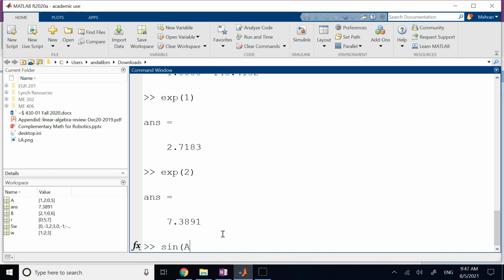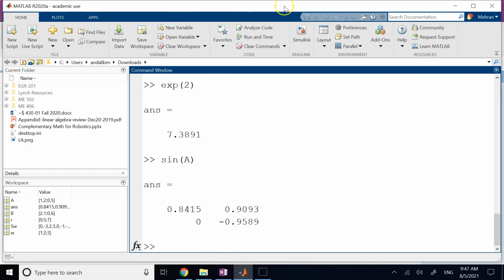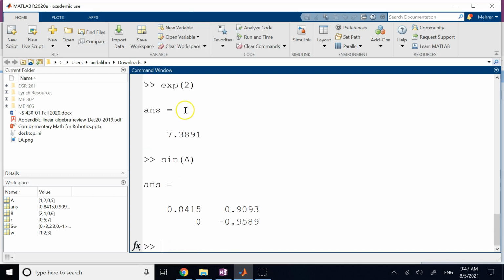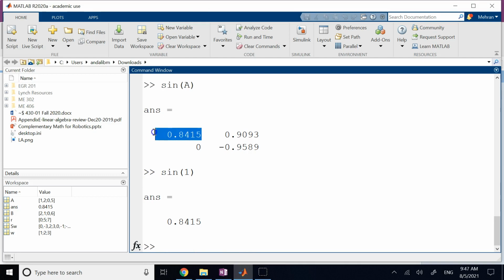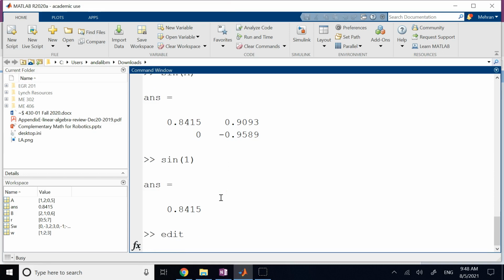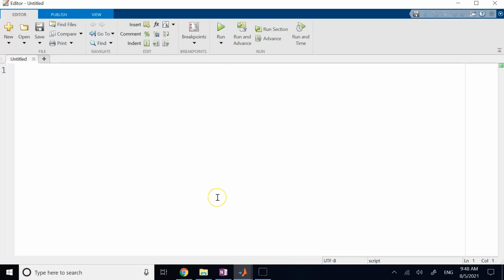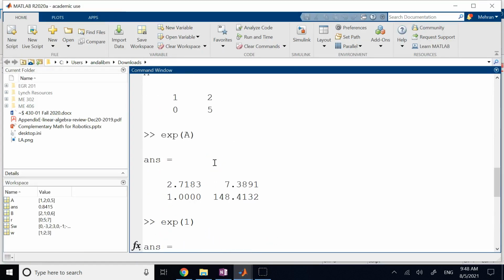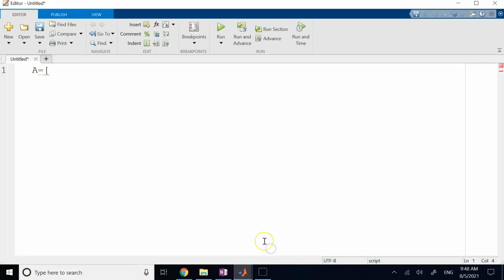Or what if I say what is sine of A? Again, if you look, this is sine of 0, this is sine of 1, and 1 means 1 radian, right? So when you say sine of 1, you see that's this number. So MATLAB is trying to calculate it that way, but the matter of fact is it's not really that, right? So if I want to calculate it, let's say A was 1, 2, 0, 5.